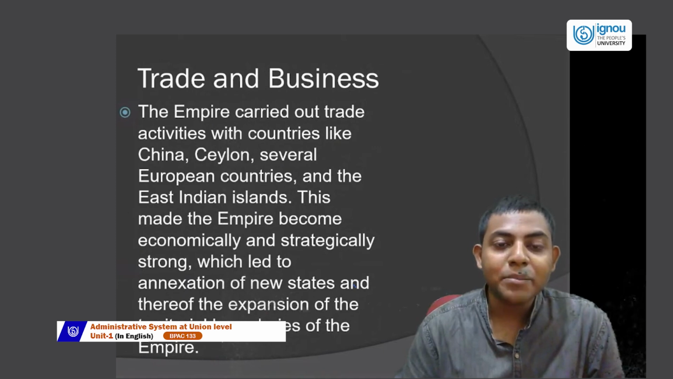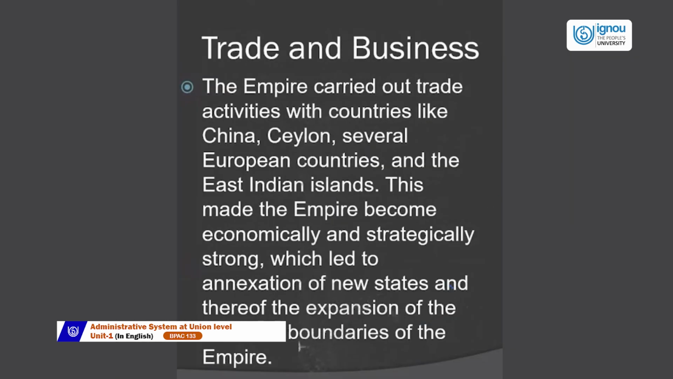Also, a lot of trade and business was there during the Gupta Empire, and India had become, in a way, a hub for global trade and commerce during the Gupta period. The empire carried out trade activities with countries like China, Ceylon, or today's Sri Lanka, and also with several European countries as well as the East Indian islands. So this made the empire economically and strategically strong. This enabled the empire to annex new states as well, and therefore expand its territory.